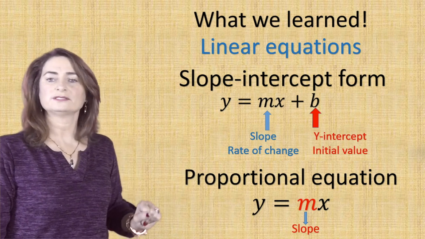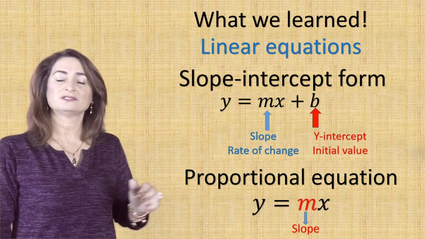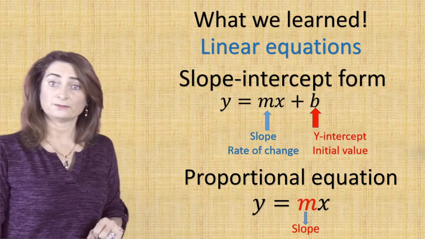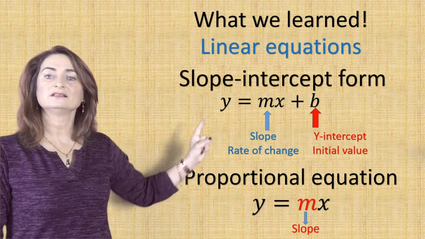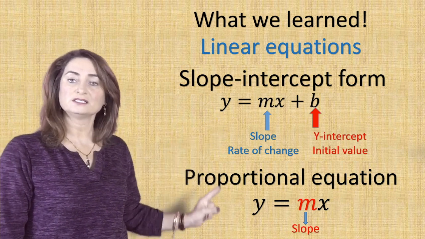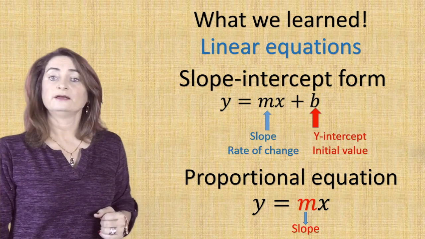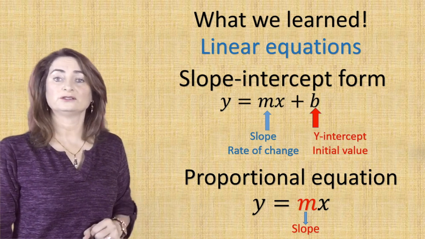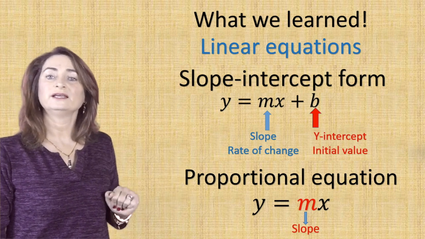Notice there is no y-intercept because the line crosses the y-axis at (0, 0), or the initial value is 0. Those are linear equations because they have a constant rate of change. That slope is a constant rate of change, and that's how I know it's going to be a linear equation. And from the graph, I know it's a linear equation because when graphed, both equations create a line.